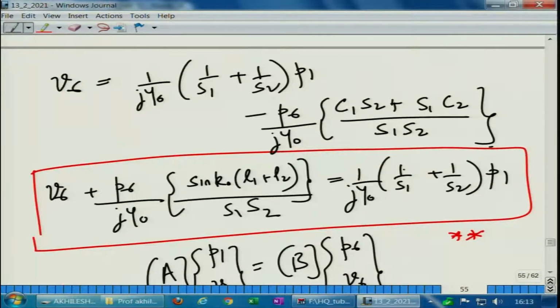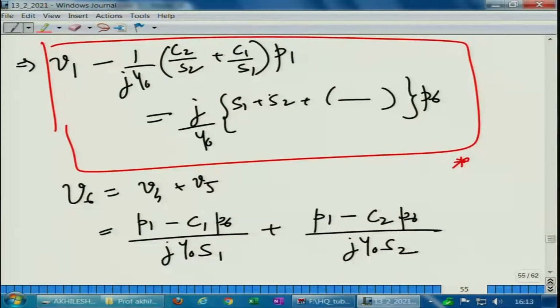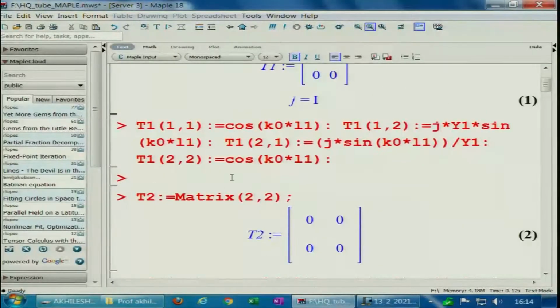So, this can be written as S1 plus S2, and another equation that we have is this one. Here it will be minus 1 by j. In the numerator you will have sine of k naught into L1 plus L2, and in the denominator you have S1 and S2, and there will be a minus sign associated here, and this will be 1 here, and similar things exist here. I am avoiding going through each and every step, but I am just trying to present to you the entire thing.